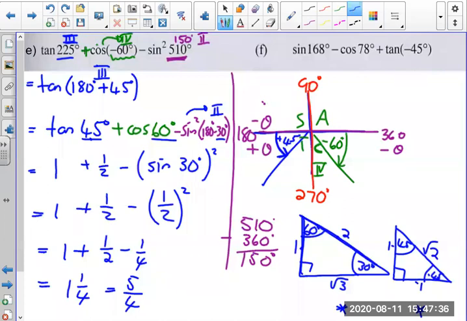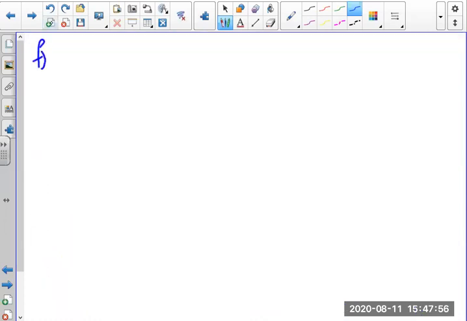So that's what you will do with special triangles, or with actual angles, you try to write it as special angles. Okay, now for number F, I'm just going to take a clean screen because we don't have enough space there. I'm just going to rewrite it. Sine 168 minus cos 78 plus tan of minus 45. Is there a question again? Okay, it's actual angles.